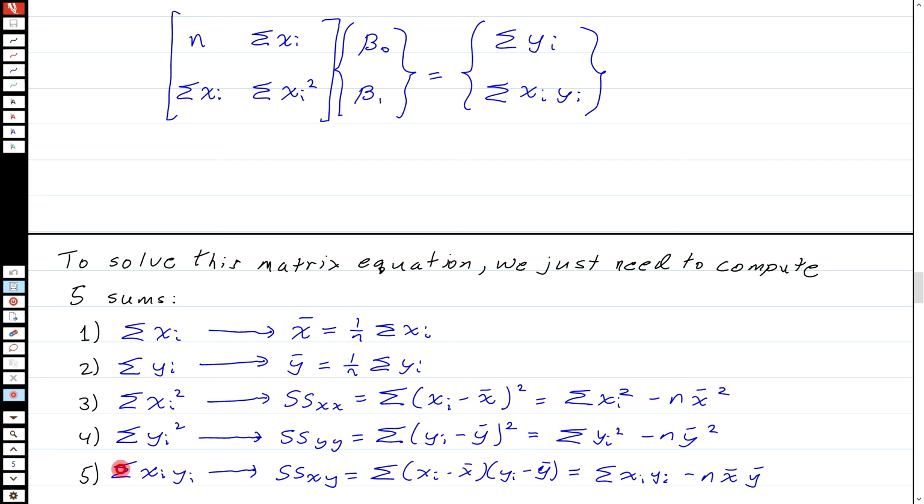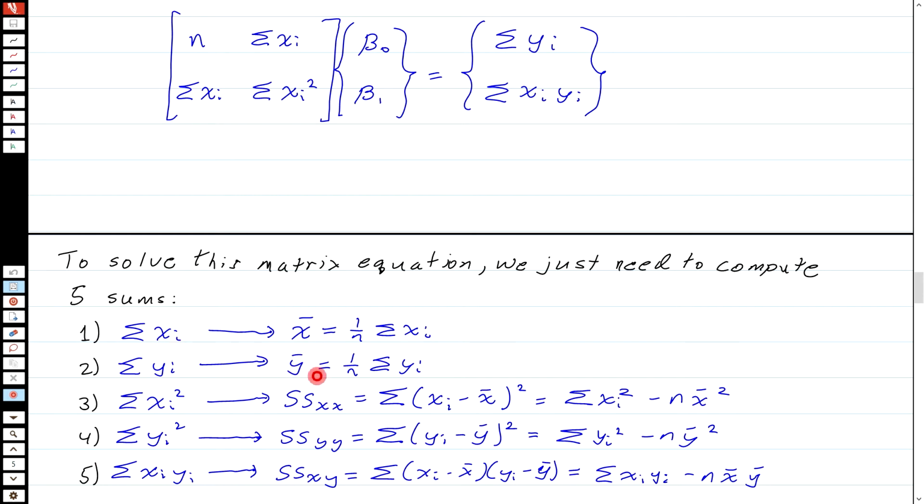And finally, we got the cross term, the sum of xi times yi, and this leads to something that we call SS sub xy. And we'll see here, this is really a sort of an estimate of the covariance. And it's the sum of xi minus x bar times yi minus y bar. And we can write that as the sum of xi yi, which is the sum we're coming up with here, minus n times x bar y bar. Okay, so basically our task in the regression so far is just to come up with these 5 sums.